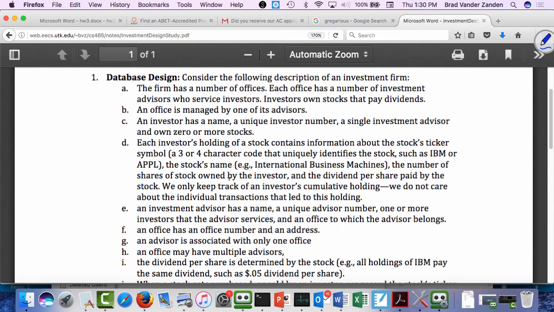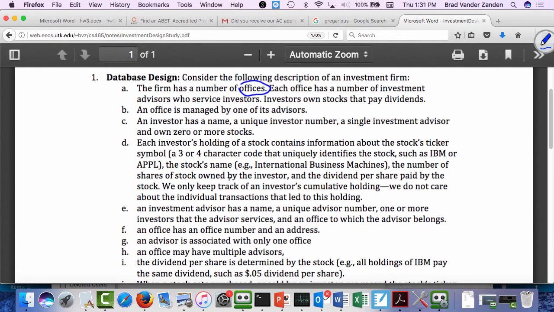Now, one big thing that comes up is many students want to say that the firm is an entity. It's not. It is the database that we're keeping. A lot of times on both exams and homework problems, I see something like firm or company as an entity. It's not. Think about it: how many occurrences of the tuple would there be in the relation? One. It's not very interesting. So it's not an entity. It is simply what the database is about.